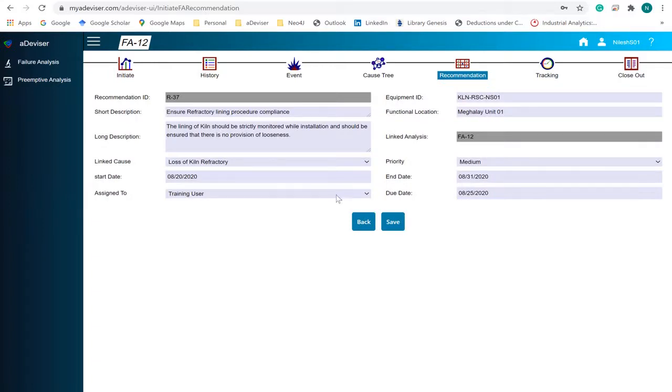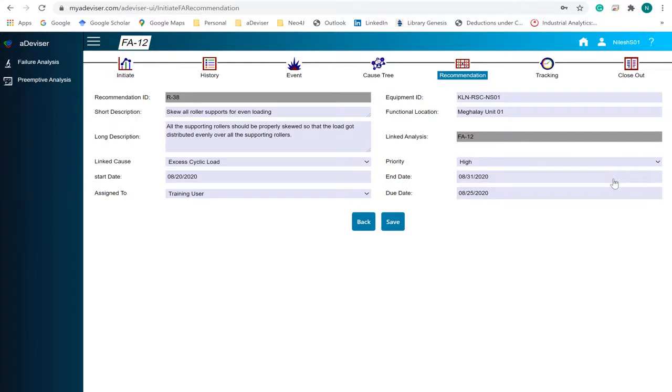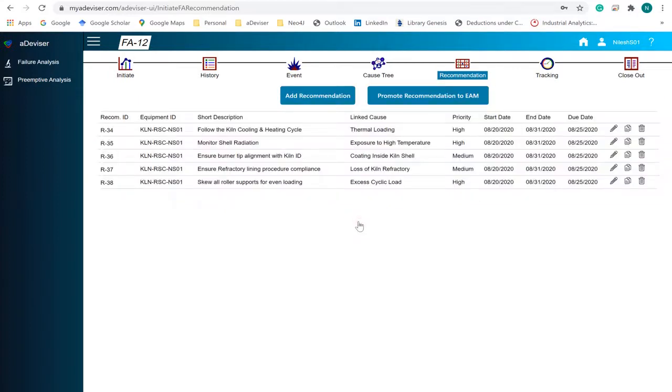Ensuring good application practices of refractory and drying timing and burner alignment will play a crucial role in the refractory life and damage. Skewing roller support for uniform and even loading is also necessary and was recommended to be included in the preventive maintenance task.